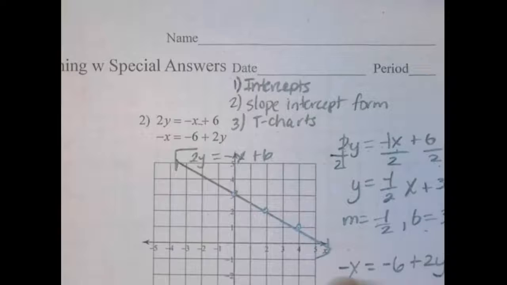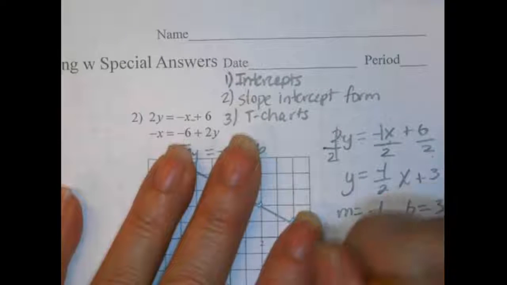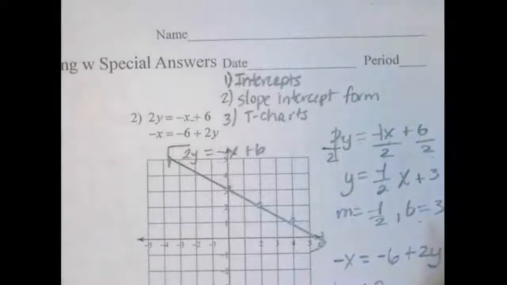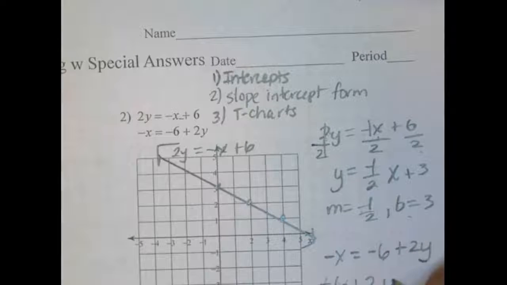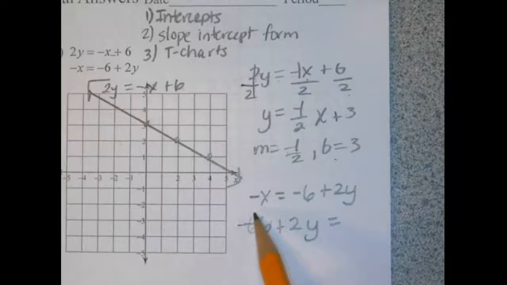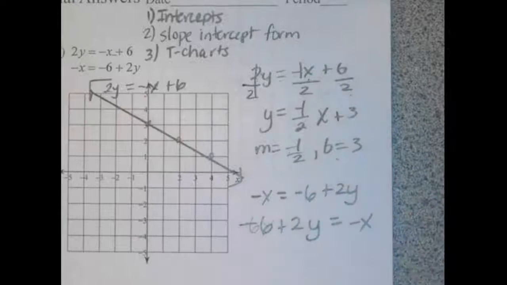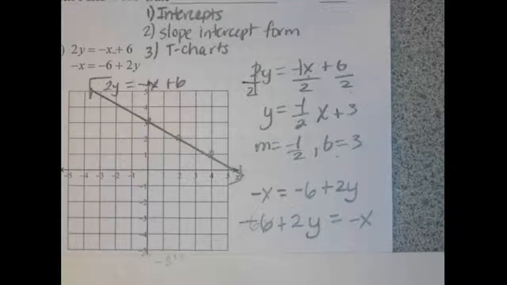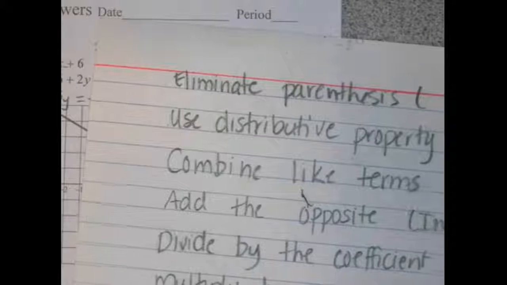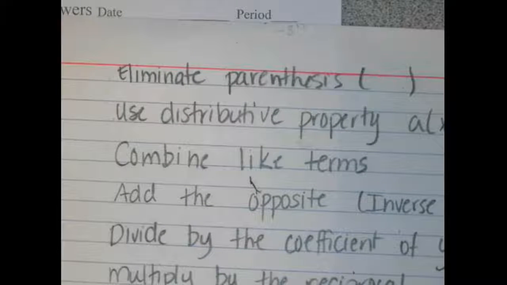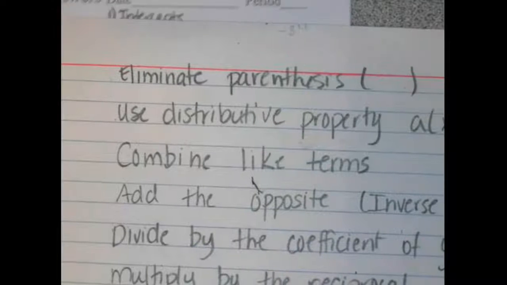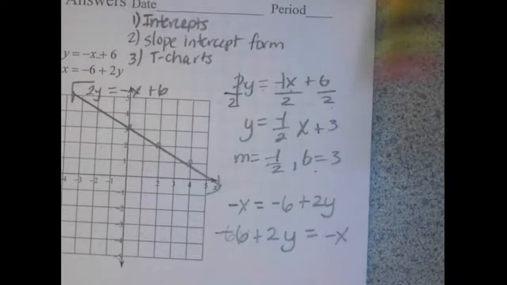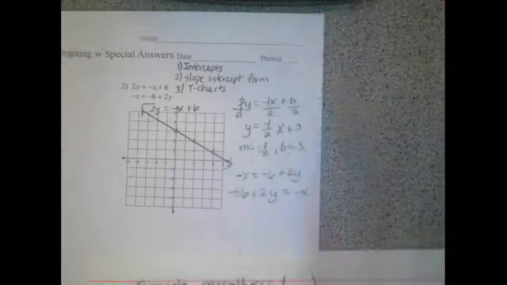I'm going to just start it out by switching all my sides. So I'm going to move what's on the right, my minus 6, plus 2y. And my minus x is going to go over on this side. So now I'm closer to the format that I want. Do I have parentheses? No. I'm going to make this smaller. Zoom it out a bit. So I want to be able to show you this.